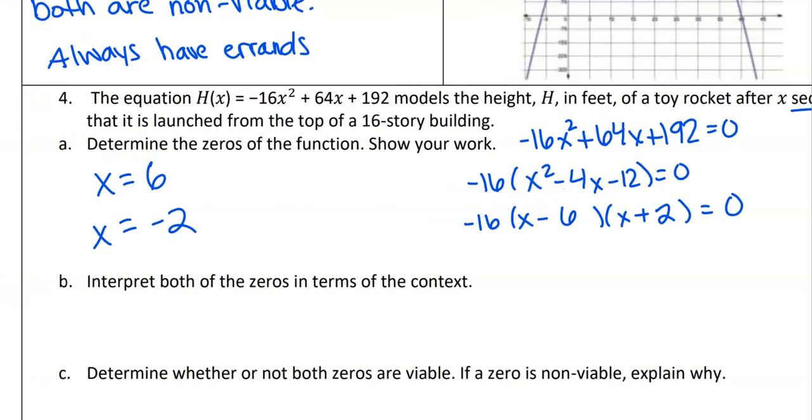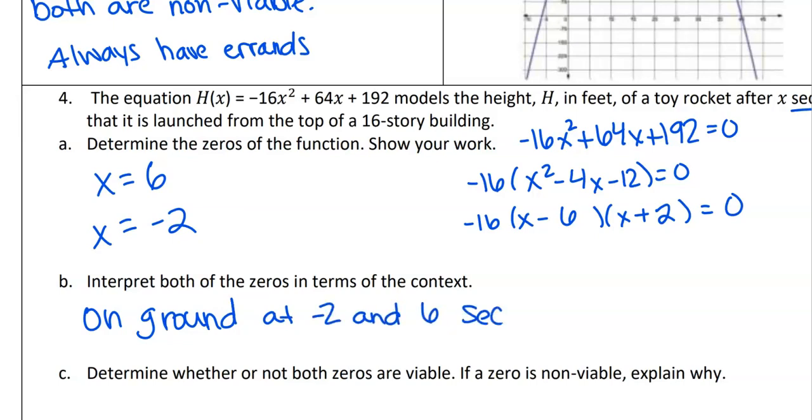So if x equals 6, it's been 6 seconds since I've launched it. If x equals negative 2, that's something different. Where is it? It hits the ground. Yes, we're equal to 0, right? If we're equal to 0, my height is 0. So my rocket is on the ground at negative 2 and 6 seconds.